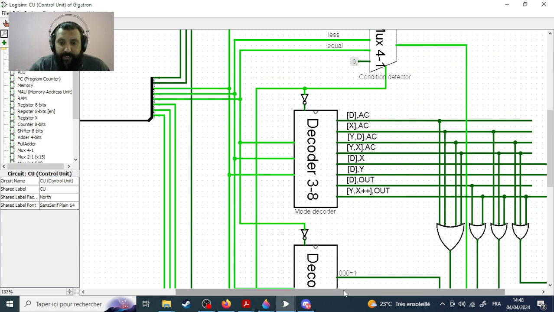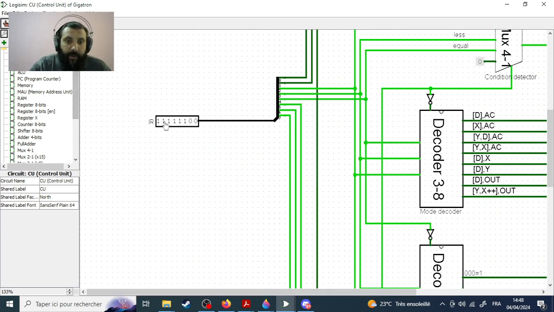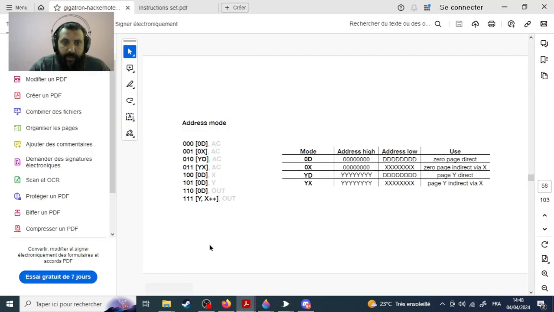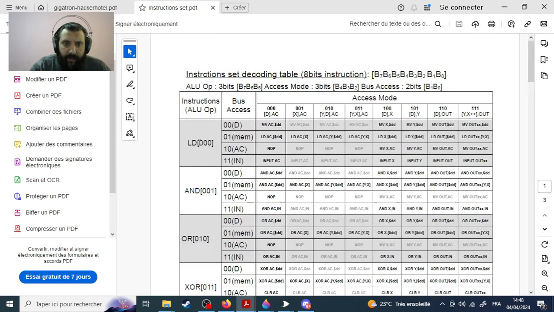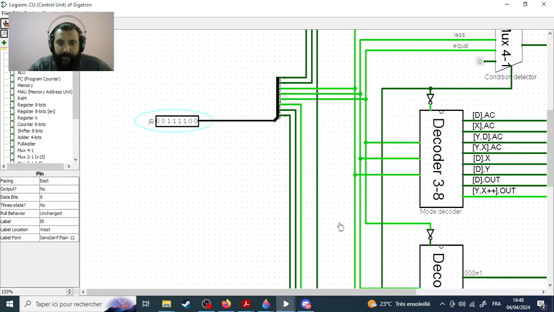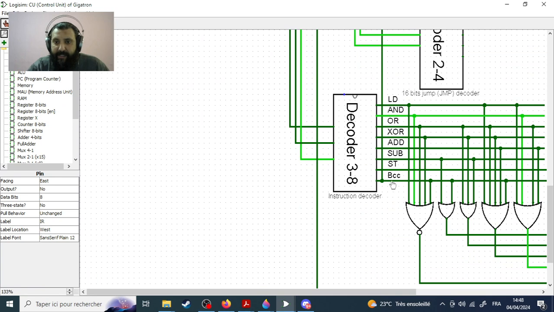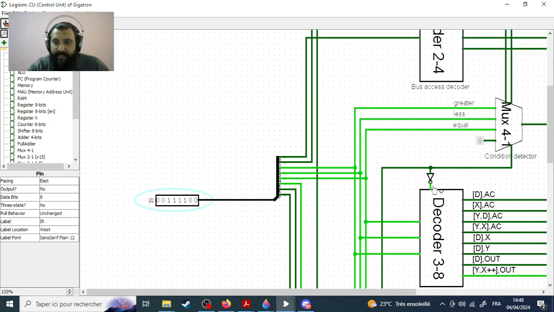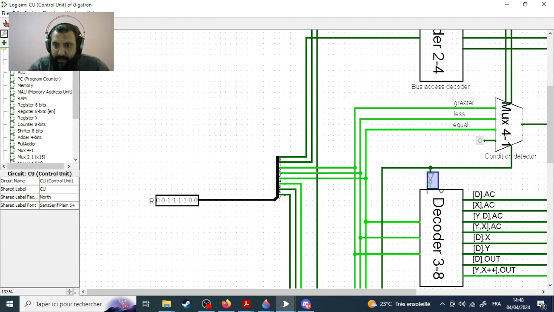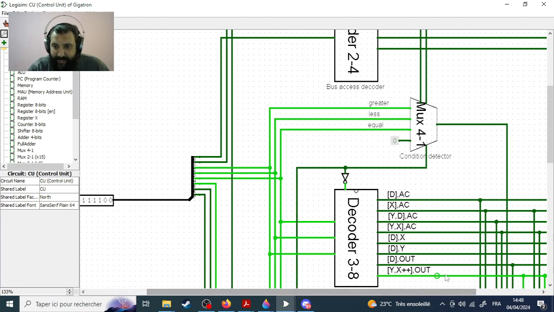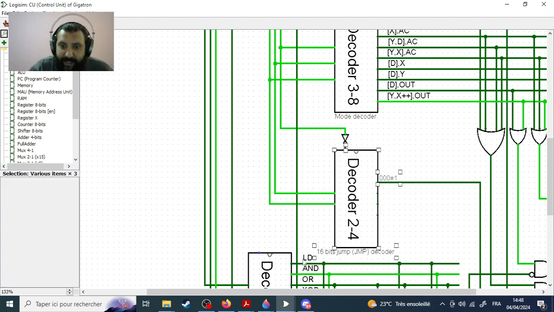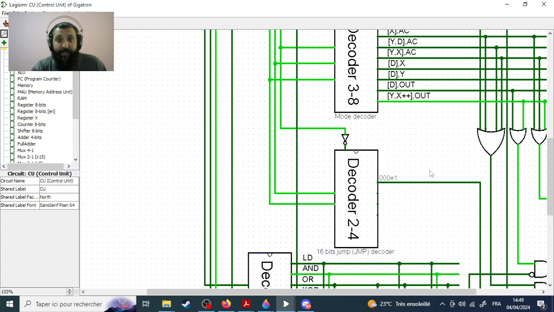If we change the instruction, for instance, if we choose the first instruction, instruction 1, which is AND, we get the AND activated here, and the BCC is deactivated, and with this NOT, we have the label here activated, and we can see the mode is activated again. At the same time, this signal will deactivate this multiplexer and this decoder. Why? Because they are used for the condition mode.